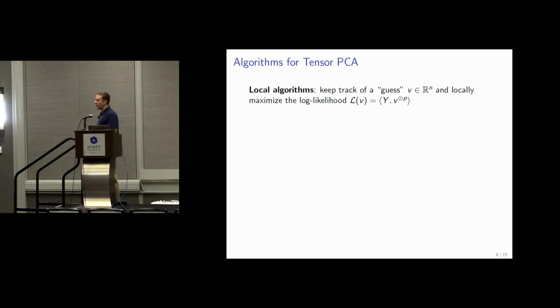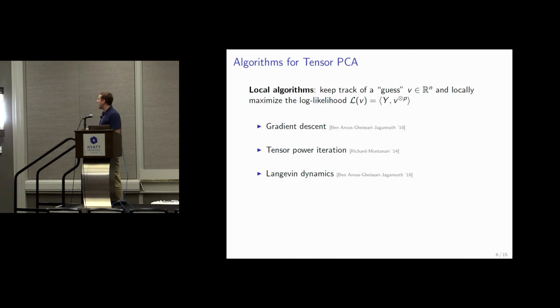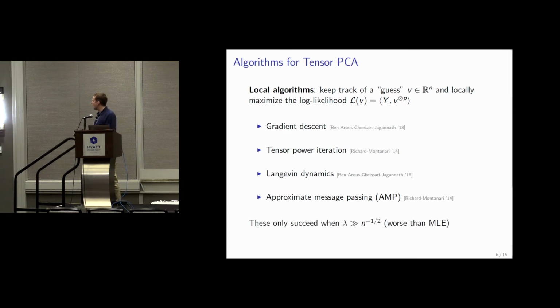And one class of such algorithms are what has been called local algorithms. This is a class of various algorithms, but essentially what they do is they keep track of a single guess, which is some vector of what we think is the true planted signal. And then you want to just locally update this, right? Change it to a nearby vector that increases the log likelihood. So this would include things like gradient descent, tensor power iteration. Langevin dynamics is like a continuous version of gradient descent. And then also this approximate message passing, which is this hugely successful algorithm coming from physics. And these succeed when lambda is above some other threshold, which is worse than the best one, the statistically best one.